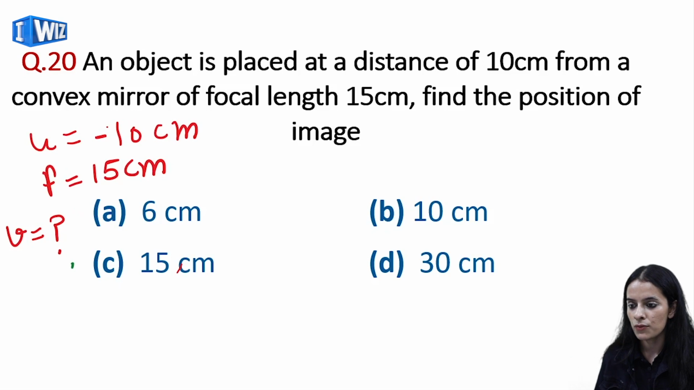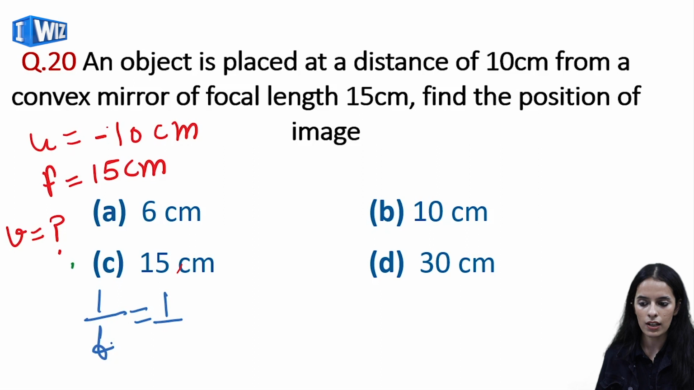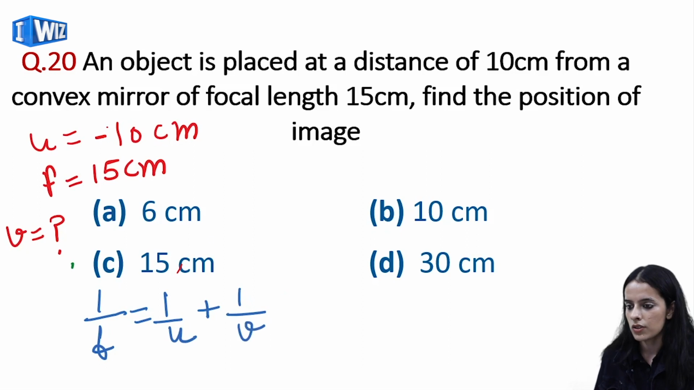While doing this, there is one formula that is called the mirror formula, which gives you the relation between the object distance, image distance and the focal length. What is that formula? 1 upon f, the reciprocal of focal length, is equal to the sum of reciprocal of object distance and the image distance. So let's put the values over here. Focal length is how much? You have to find the position of image, right?